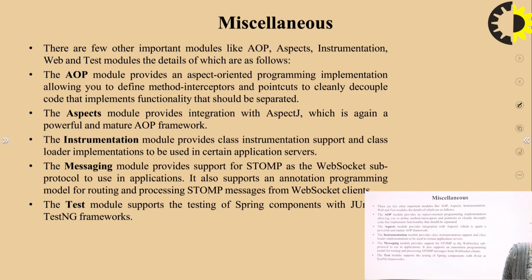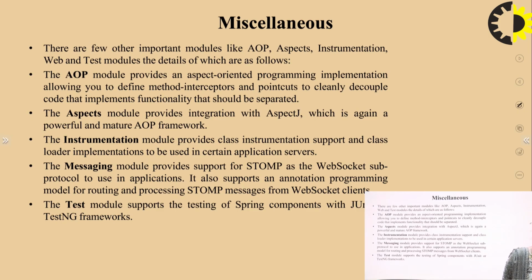Some miscellaneous modules we have are AOP, aspects, instrumentation, web and test modules. The AOP module basically provides an aspect-oriented programming implementation. It allows us to define method interceptors and pointcuts to cleanly decouple code that implements functionality that should be separated.